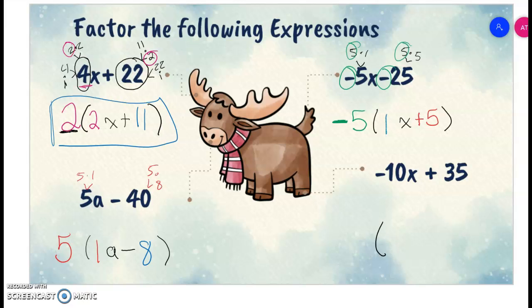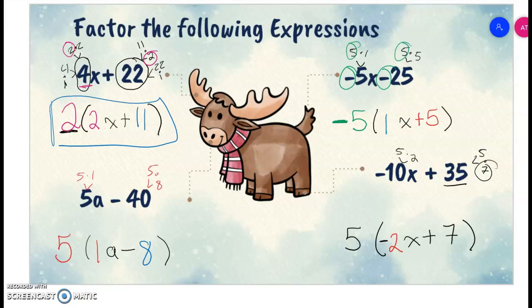Looking at the second one here, draw my parentheses, draw my x. Now there's two different ways that you can go about this. There might be two different answers. Okay, I know that they're both going to go into 5, so I'm going to put a 5 outside of the parentheses. And I know that this is a negative 10, so I'm actually going to have a negative number here. And what's 5 times negative something to give me negative 10? It's going to be a 2. Plus 5 times something will give me 35, which is 7.